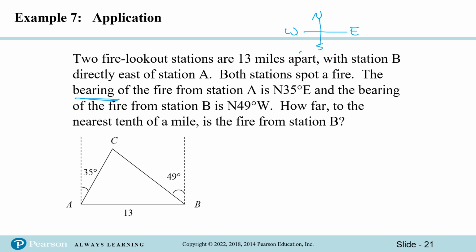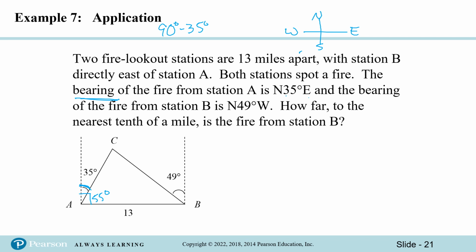The bearing for A is north 35 degrees east. So this is 35 degrees. This is going to be a right angle. So this would be, what's 90 minus 35? That is 55 degrees. Okay, so angle A is going to be 55 degrees.